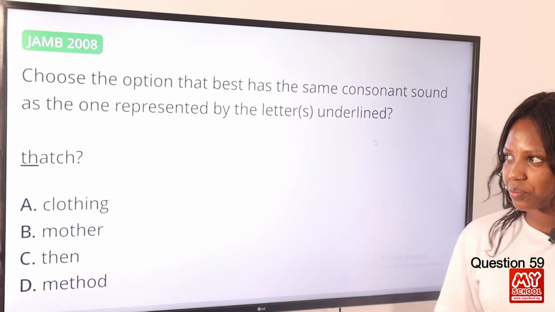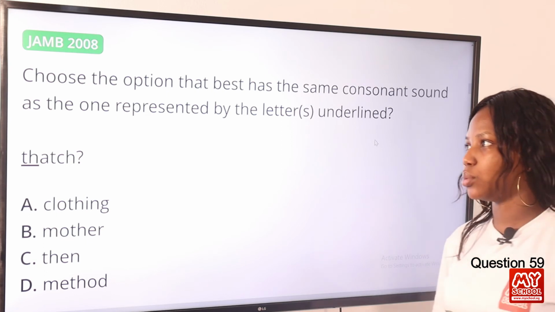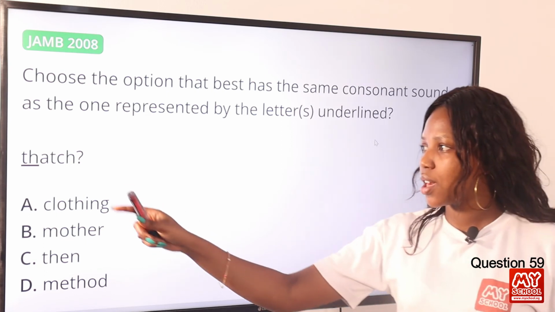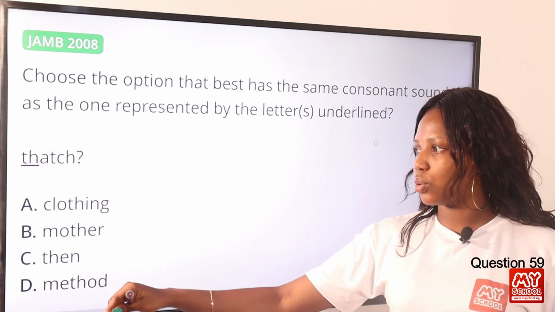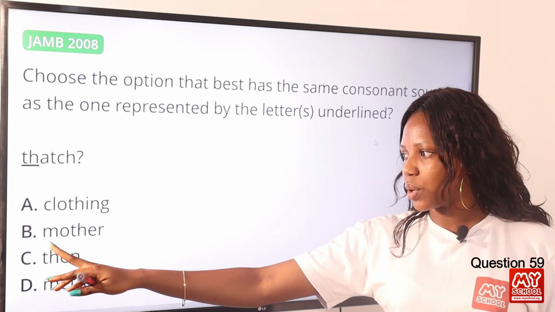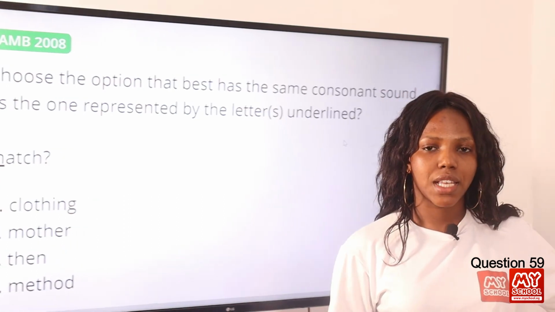Question 59. Choose the option that best has the same consonant sound as the one represented by the letter or letters on the line. Now the word is thatch. Okay, so TH has been underlined in this word. So what we have is clothing, we have mother, we have then, and we have method. Now let's head over to the board for the transcription.